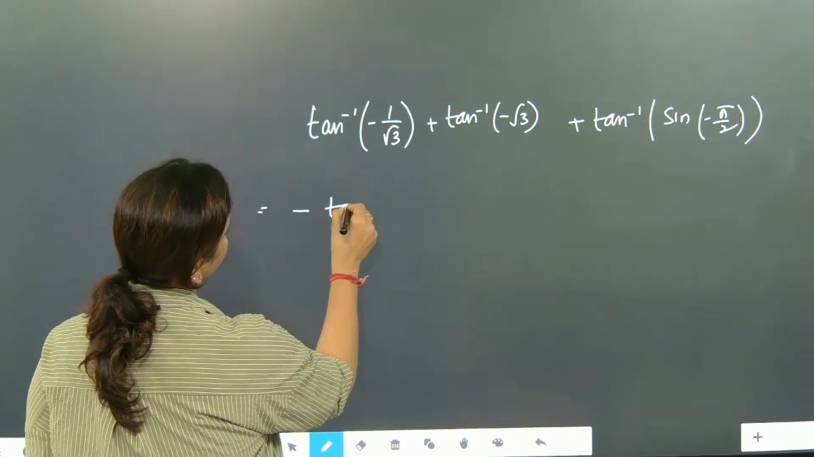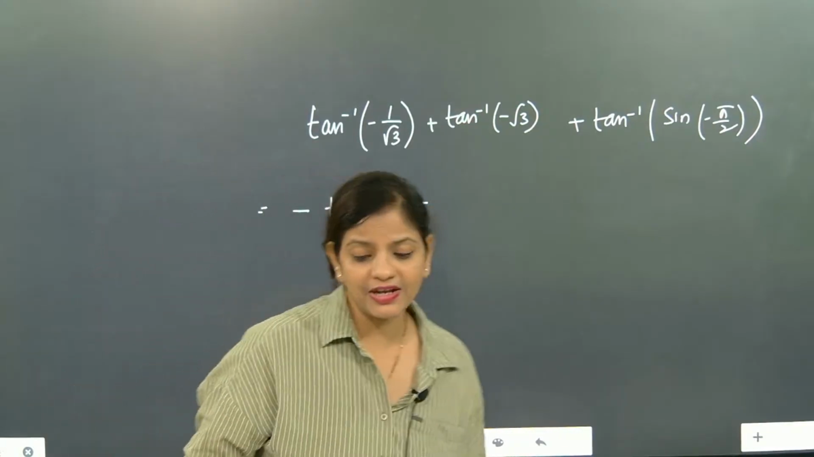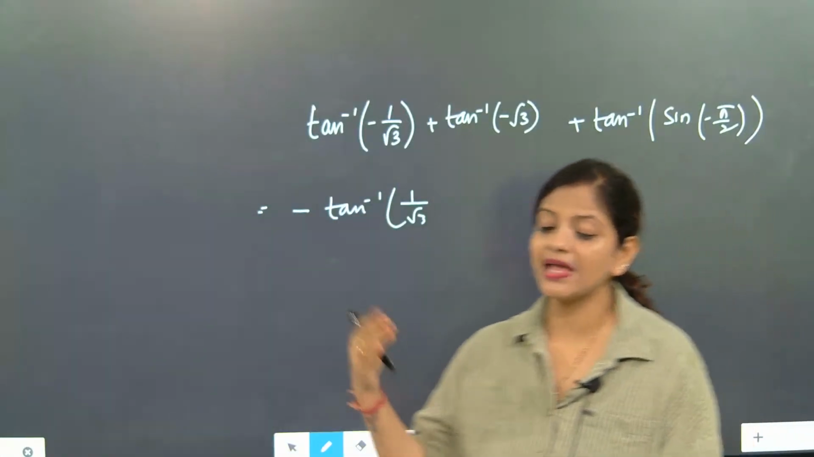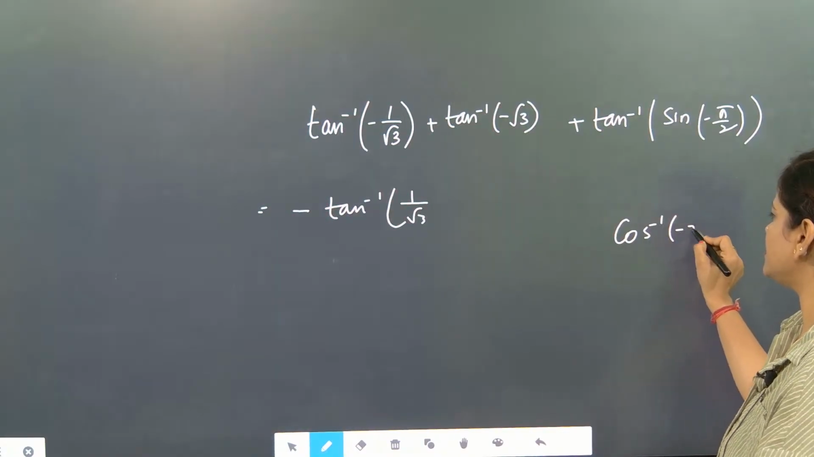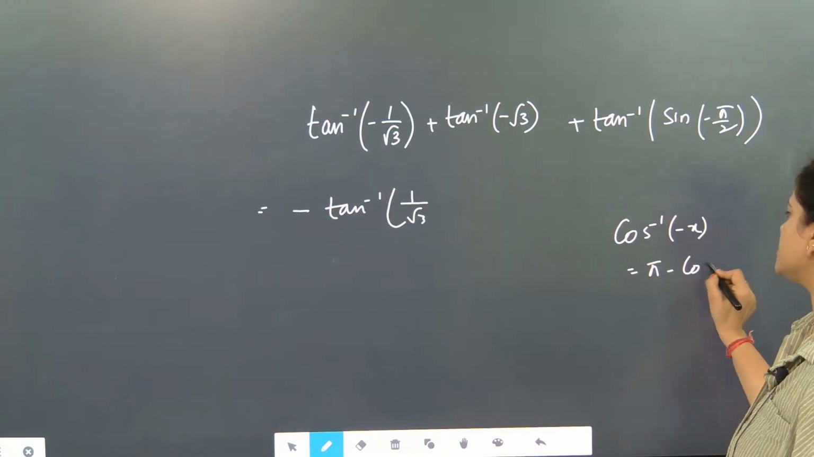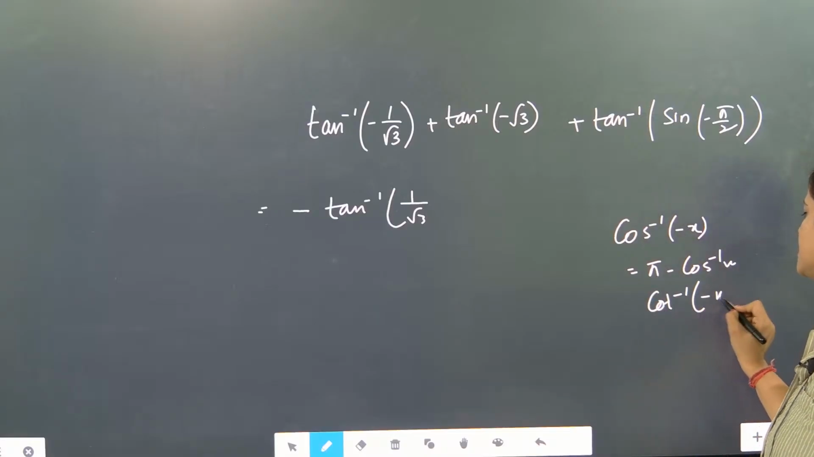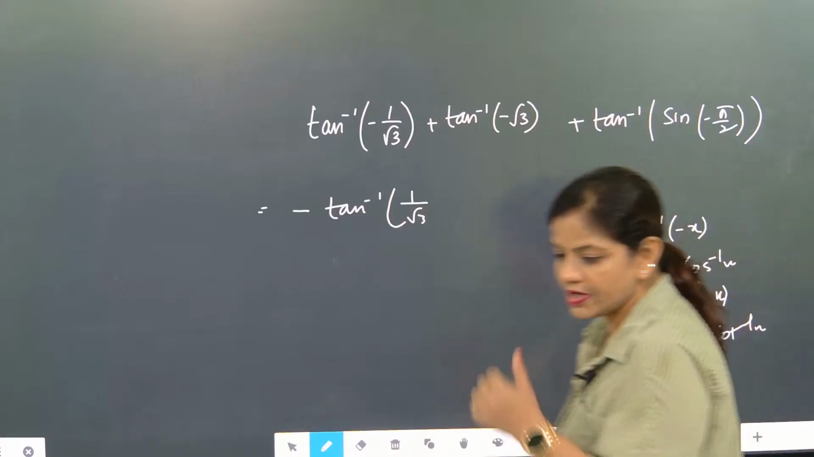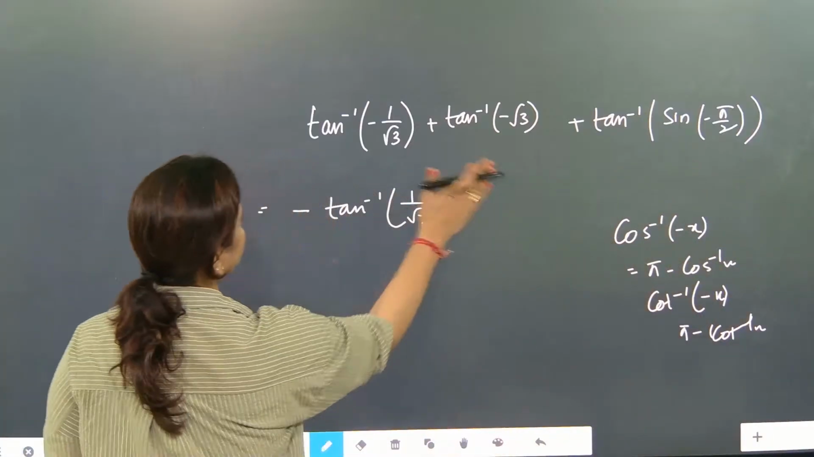It will become minus tan inverse 1 by root 3. Can I write like this? Because if cot inverse or cos inverse had been there, at that moment we would have written pi minus. Understood? I taught you that if cos inverse of minus x is there, it will become pi minus cos inverse x. And if cot inverse of minus x is there, it will become pi minus cot inverse x. In fact, for secant also the same format is used. Let's check one time, Kishore, what answer is coming, beta.